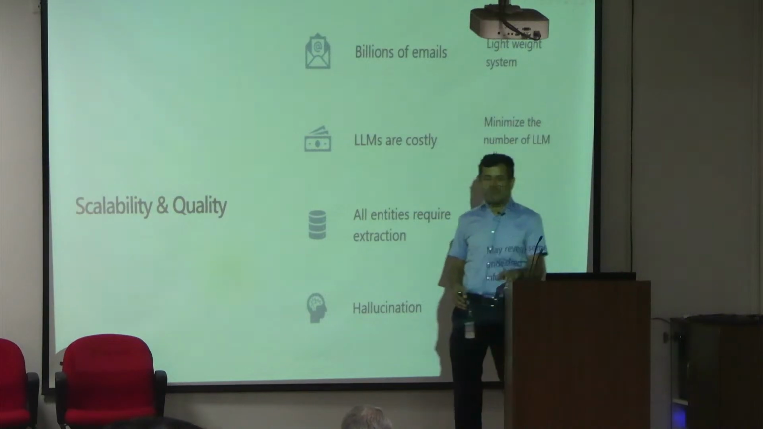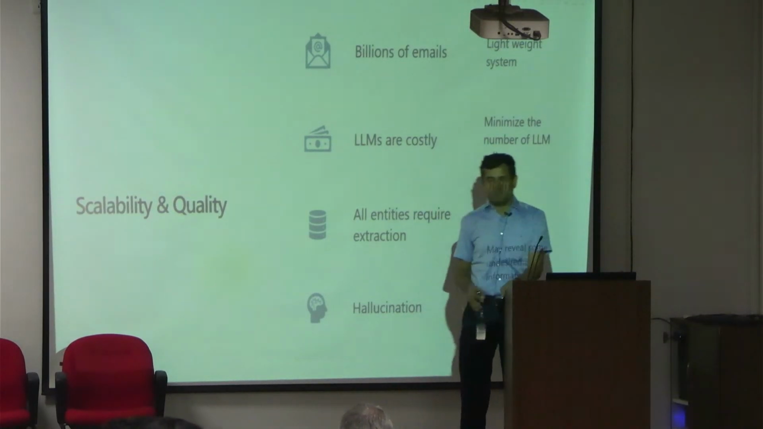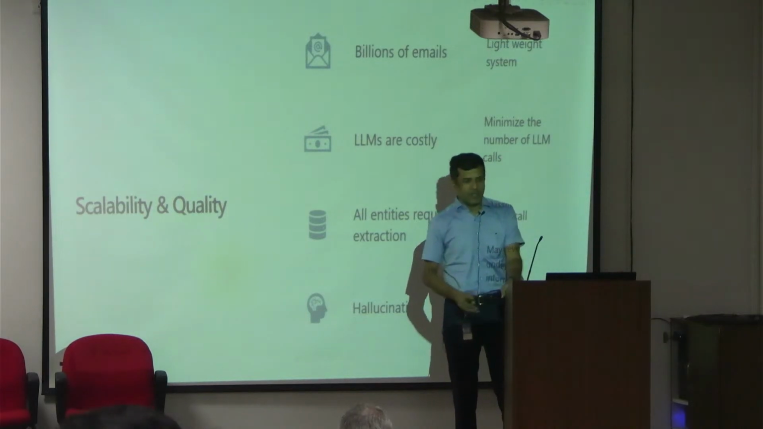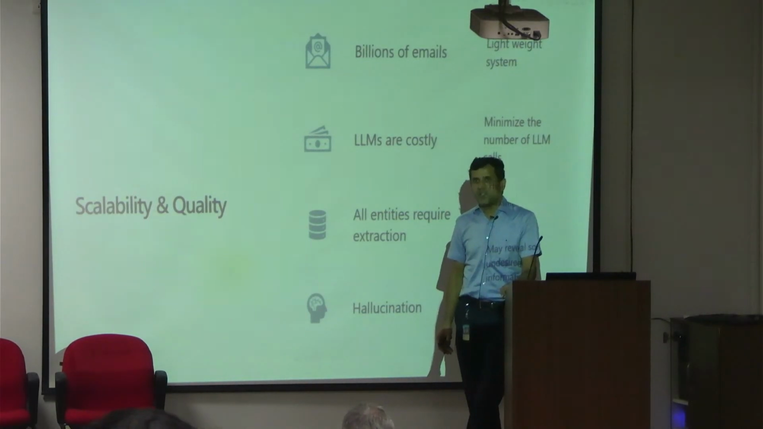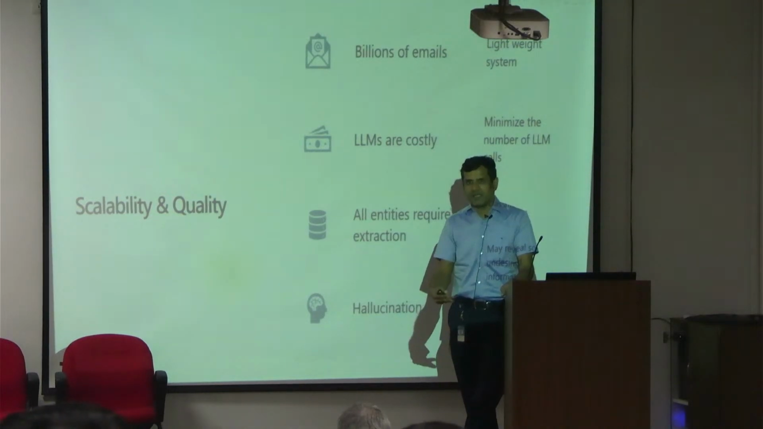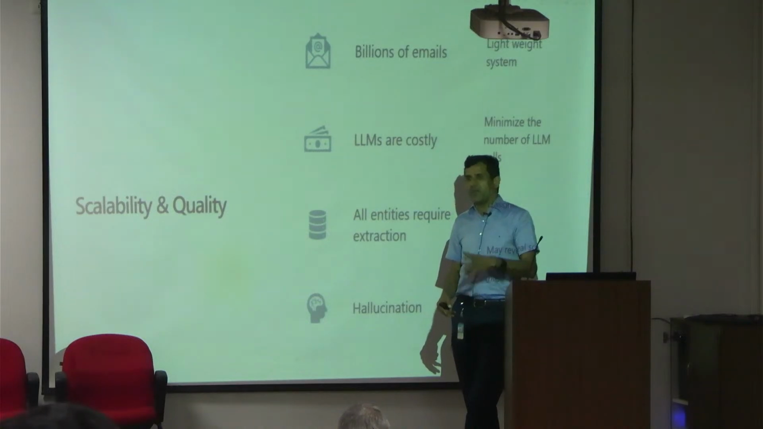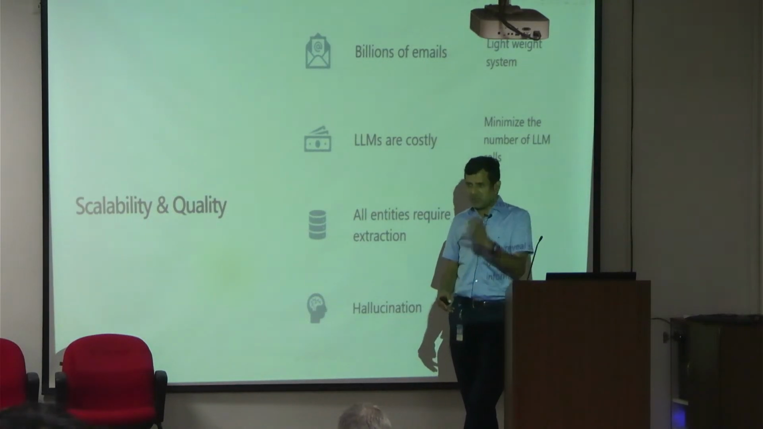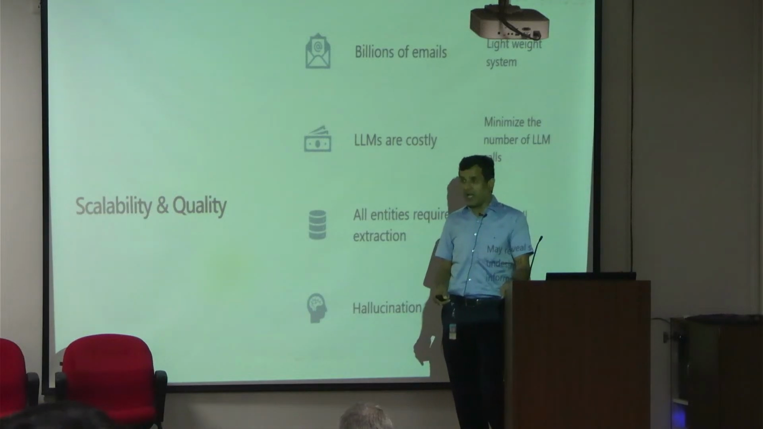And how do we minimize the number of language model calls? LLMs are very costly. They involve GPUs and all. And since all entities require extraction, otherwise you can't develop reliability in the system. If there is some task pending for you and the system doesn't come up with that task, then there is a recall gap. If there is a recall gap, then recall has to be 100%. Precision can be slightly lower. So that's what we are saying, that we require a high recall system.